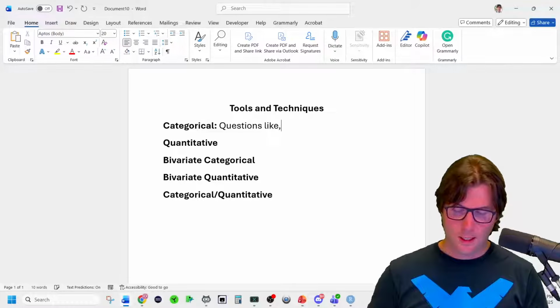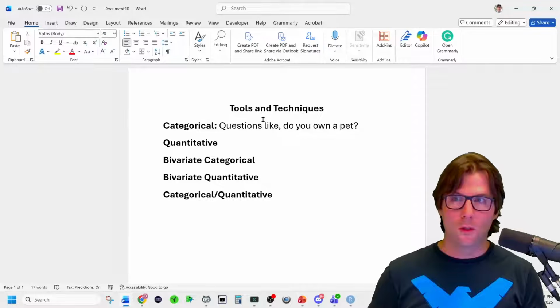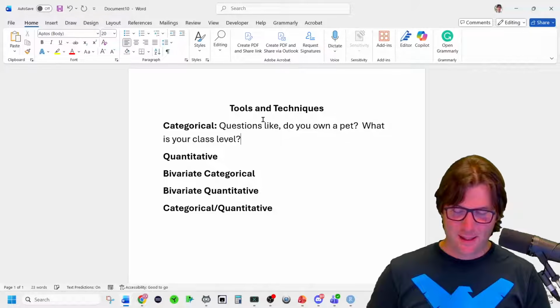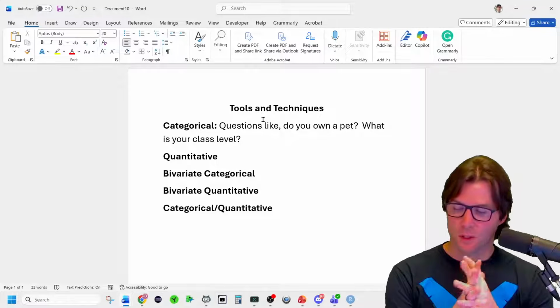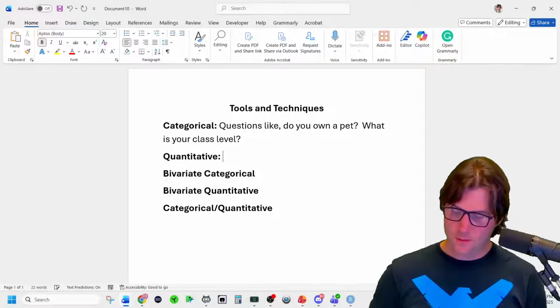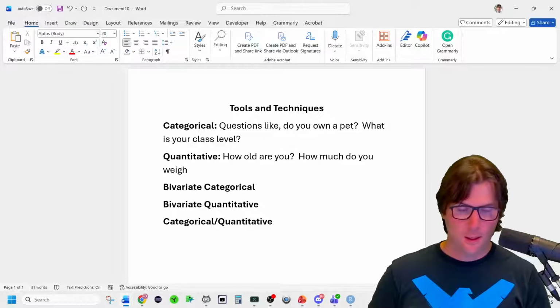Questions like, do you own a pet? Or what is your class level? These are all categorical. They put you into groups. That's just one categorical question. Next, we get into quantitative. How old are you? How much do you weigh?